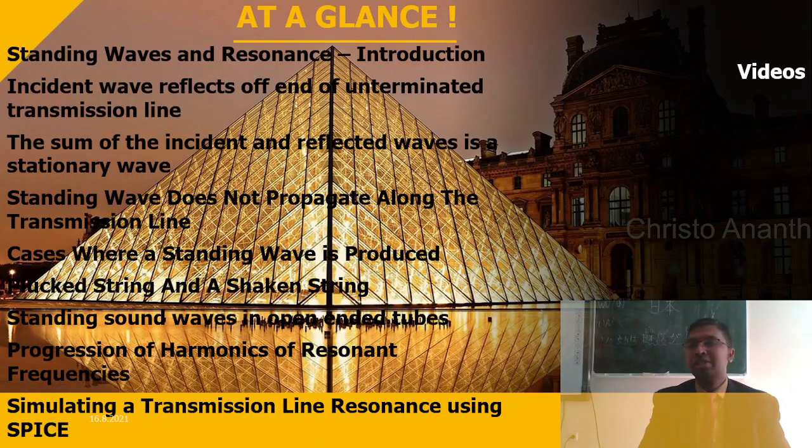In this class, we'll discuss standing waves and, of course, resonance: how the incident wave reflects off the end of the unterminated transmission line. We already know about incident waves and reflected waves. In this class, we'll understand that the sum of the incident and reflected waves is a stationary wave. Then we'll understand how the stationary, or standing, wave does not propagate along the transmission line, and what the cases are where a standing wave is produced.